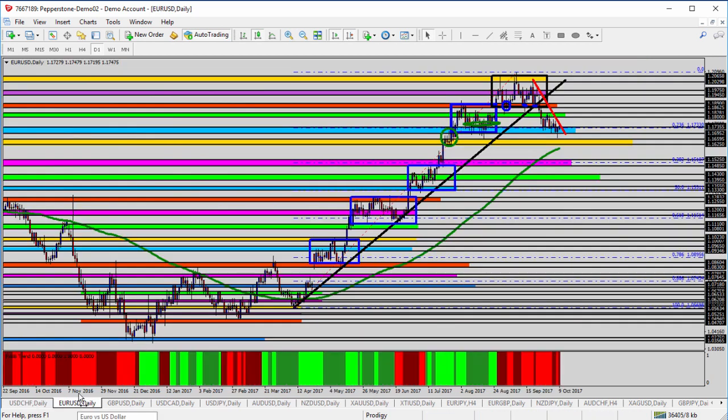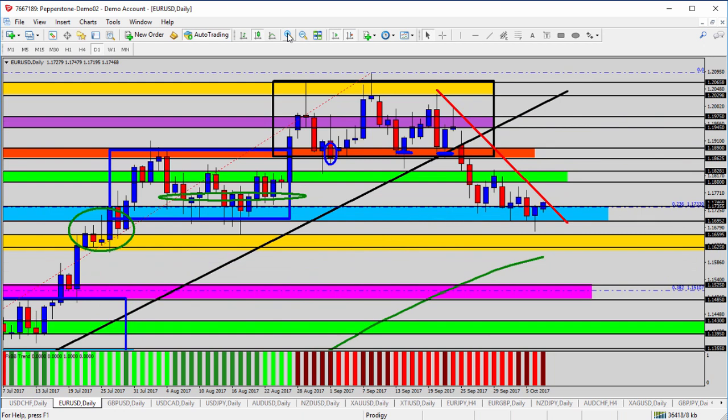Moving over to the euro dollar, we have two trends here as well. Uptrend, the black trend line, not too hard to see that. The red trend line has been the current direction the market has been going in for the past few weeks. Now that we've seen that, let's zoom it in a couple of times.